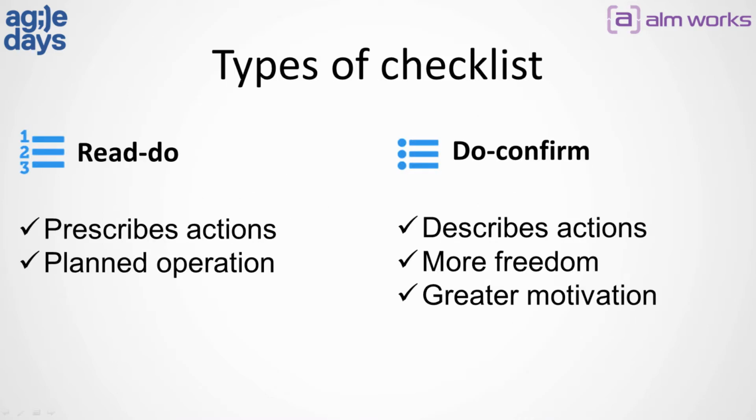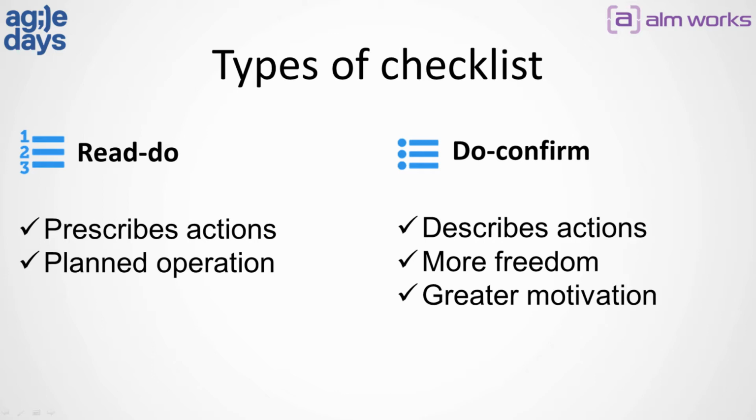So, what makes a good checklist? Different situations call for different approaches. Atul Gawande identifies two types of checklist: read-do and do-confirm. The read-do type prescribes a set of actions to be performed step by step. The do-confirm type describes the desired results rather than actions required to achieve them.